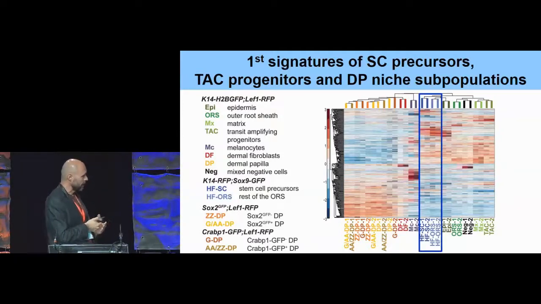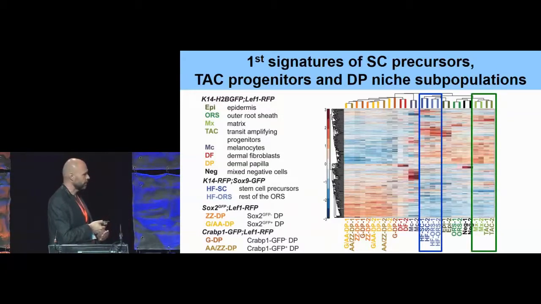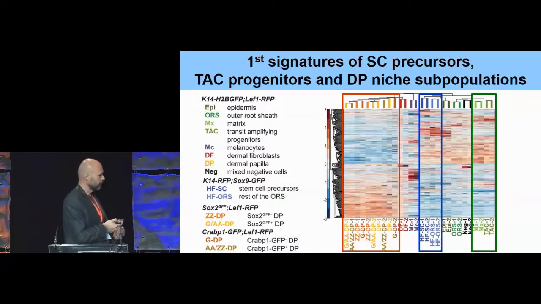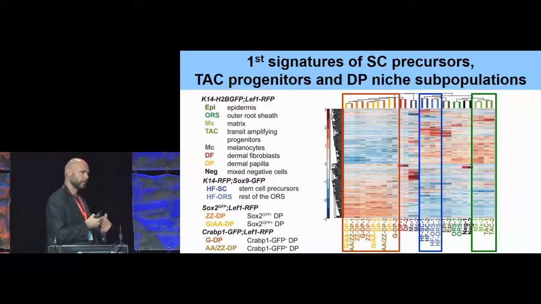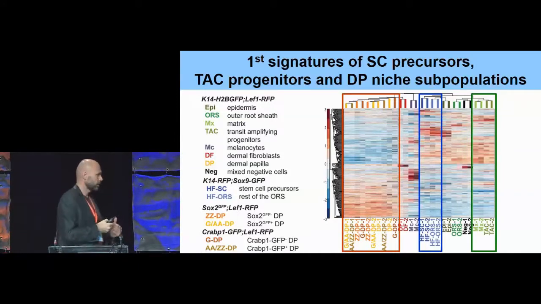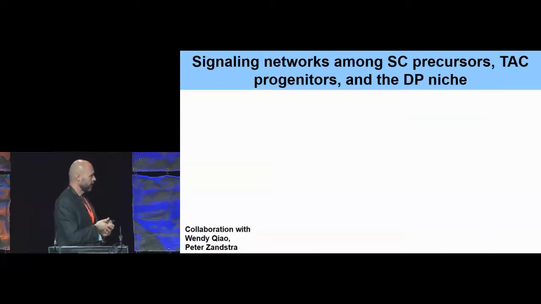And so we can now see that the stem cells cluster nicely with the outer root sheath, the transit amplifying cells with the matrix, and all the DPs cluster together. I will not go into detail, but we believe they are highly similar with only minor differences, and we find several interesting genes, including microRNAs, suggesting that there could be regulation at the post-transcriptional level. And I will not show you many more details except in one slide where we collaborated with Peter Sandstra and Wendy Schauer from the University of Toronto, where we had a closer look at the signaling pathways that are maybe operating between all these different cell types.